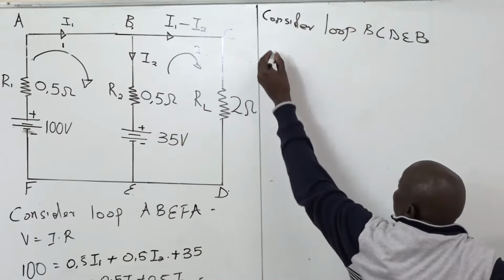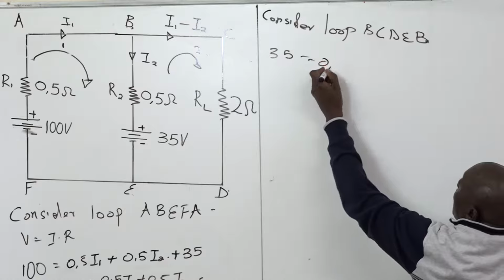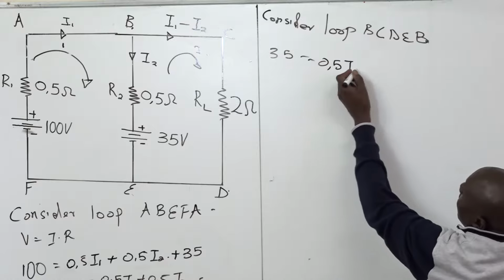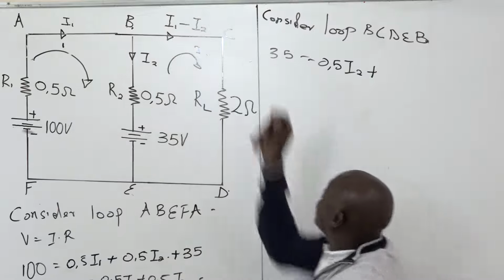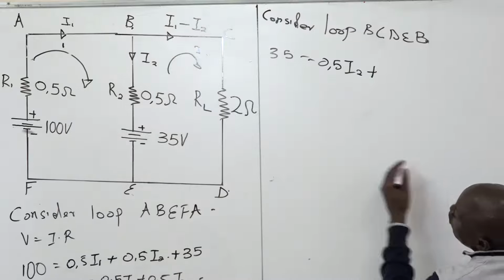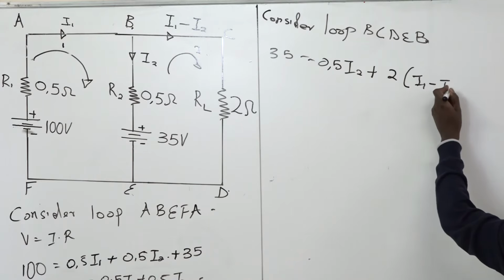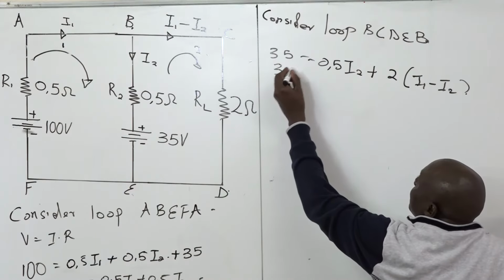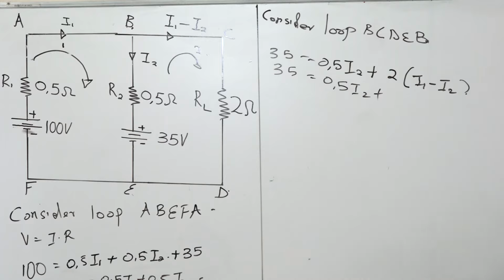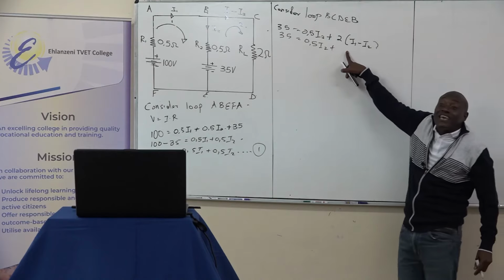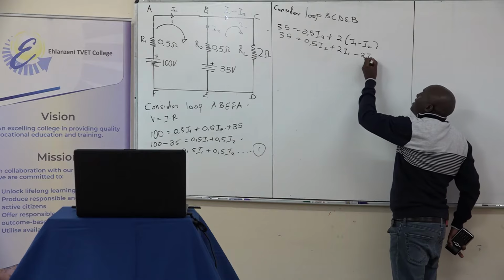I will have 35 equals 0.5 I2 plus, the current there is I1 minus I2, which means it will be 2 into I1 minus I2. So now I'll say that I'm having 35 equals 0.5 I2 plus, I need to break out these brackets there, which is 2 I1 minus 2 I2.